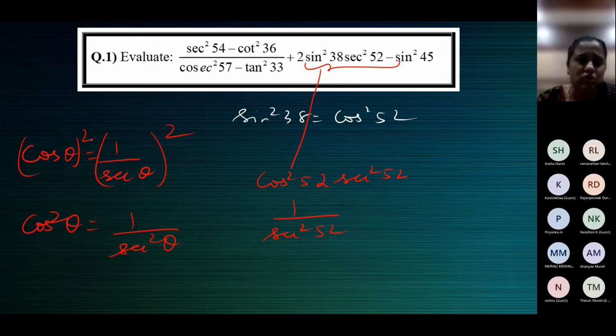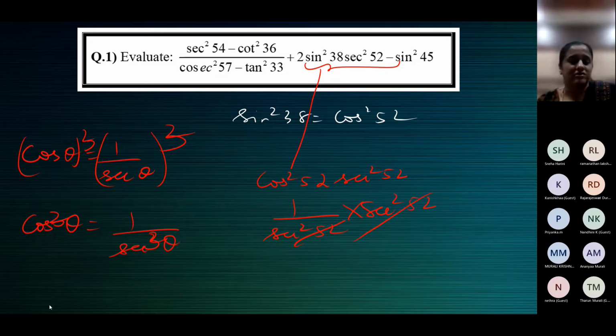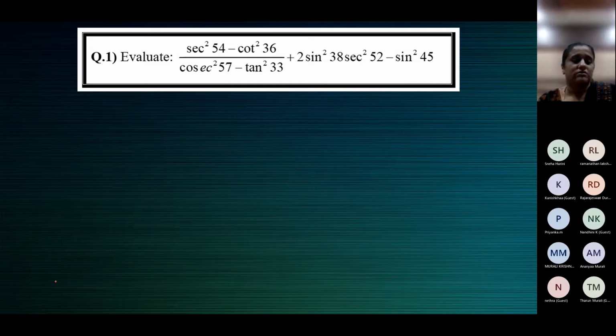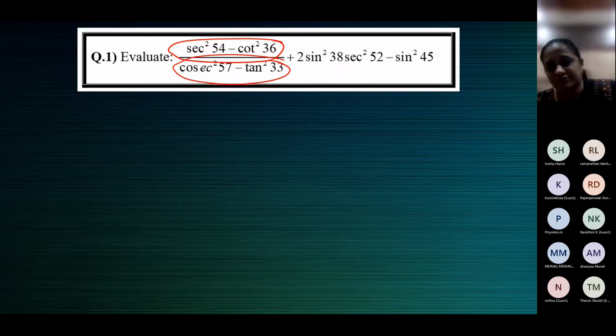Similarly, you can cube both sides, and cos cube theta is equal to 1 by secant cube theta. So you can write cos square 52 degrees as 1 by secant square 52, into secant square 52. So they'll get cancelled. So here identity, here also identity. Here we change either this or this using complementary ratios. Then we also take help of the reciprocal ratios to cancel them out. This one is a standard angle.